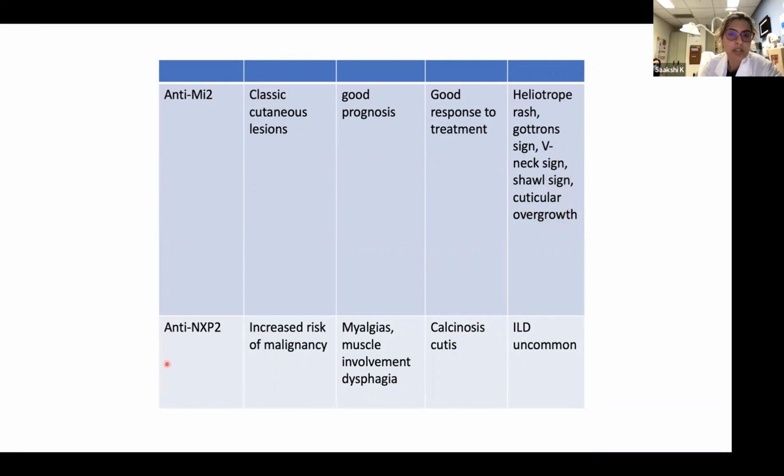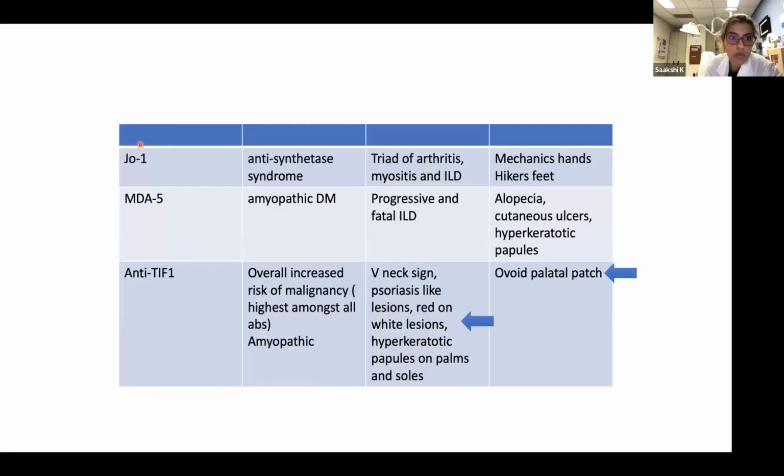Other antibodies which are less common is NXP2, and this has an increased risk of malignancy, so this can be tested as well. Jo-1 is our anti-synthetase syndrome, and that's the one that has that mechanic's hand and the triad of arthritis, myositis, and ILD. This can be testable as well. MDA5 is that thing that I showed you. It's always amyopathic. Amyopathic means that they have no muscle weakness whatsoever. Rapidly progressive, fatal interstitial lung disease.